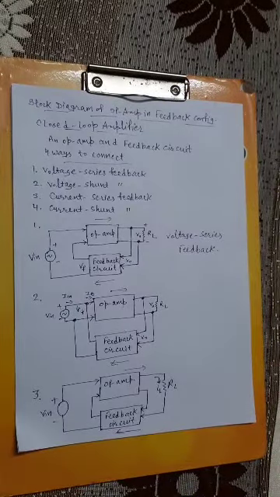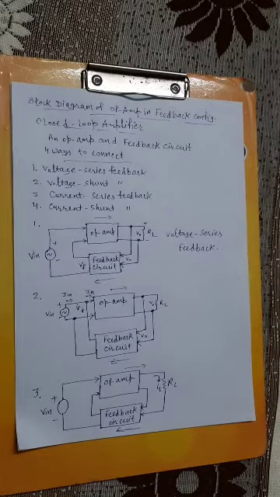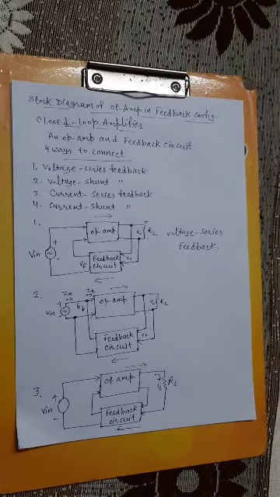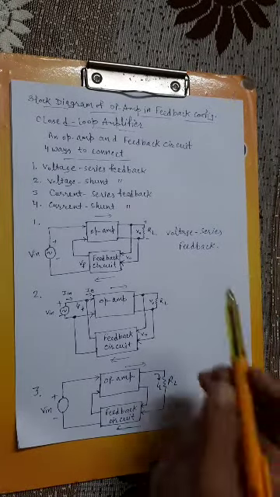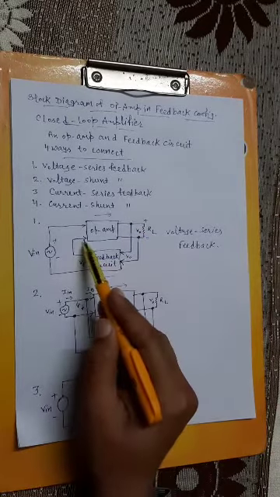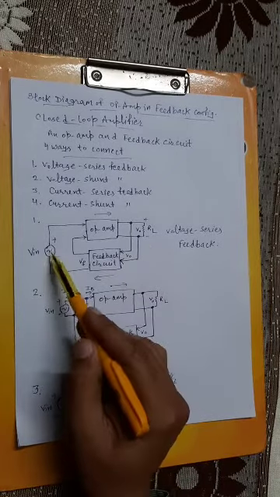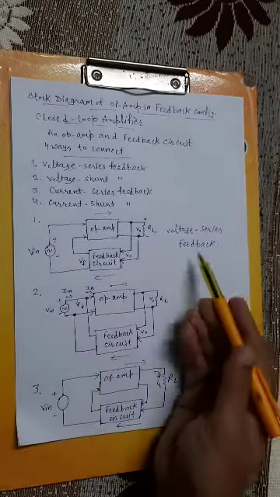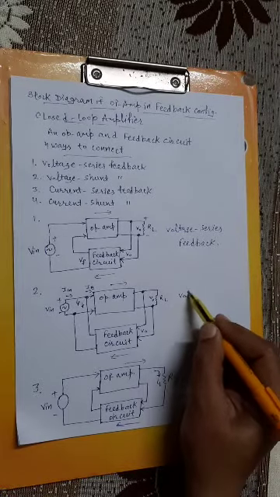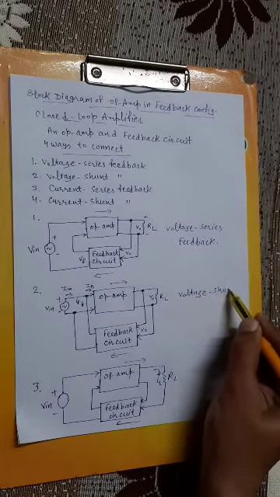Okay, now we can remember this: if there is a voltage series feedback, then the plus side of this is connected to the negative side of this input voltage, and the negative side of this is connected to the plus side of this input voltage. So this is the voltage series feedback, and second is the voltage shunt feedback.